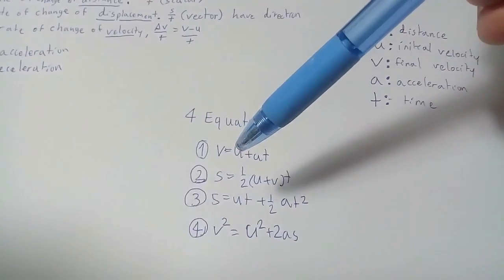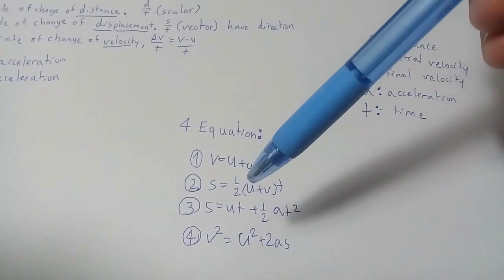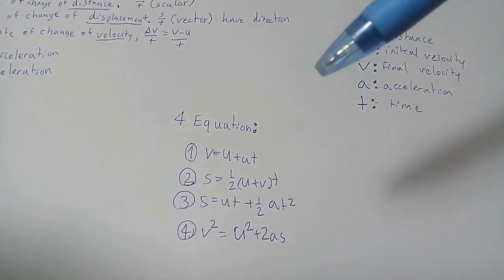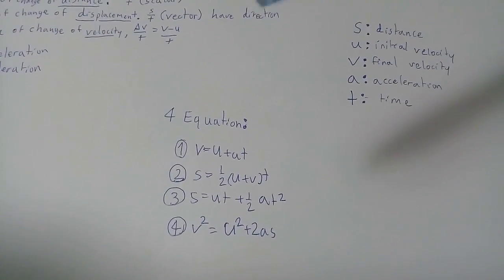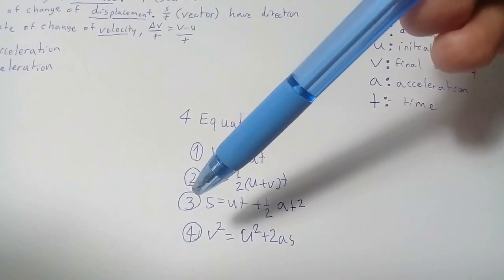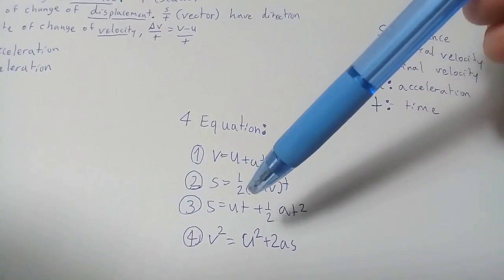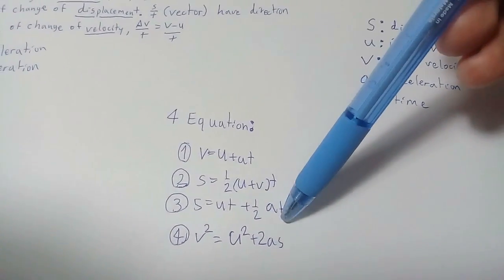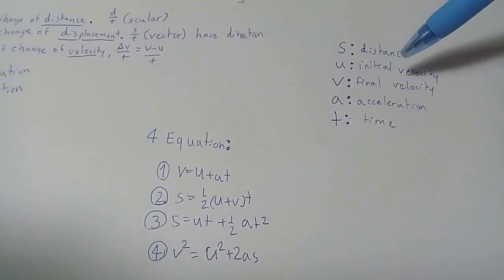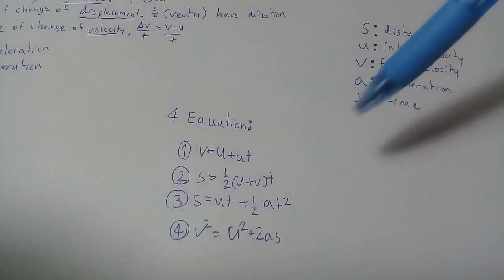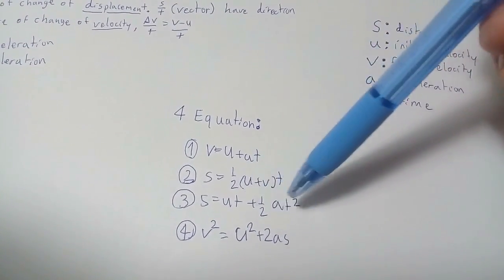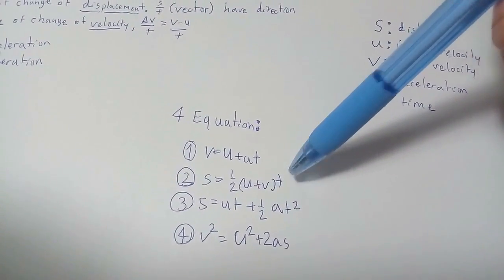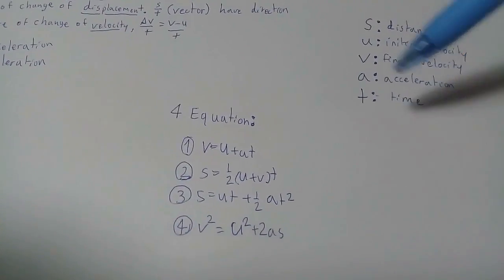Next, distance is equal to 1 over 2 times u plus v multiplied by t. Third, s equals ut plus 1/2 at squared. We use this one when the final velocity is not given because there's no final velocity here. And for the second one we use it when there's no acceleration given.